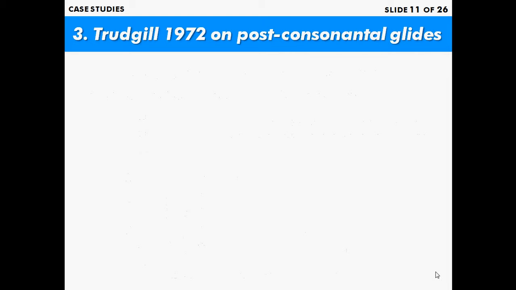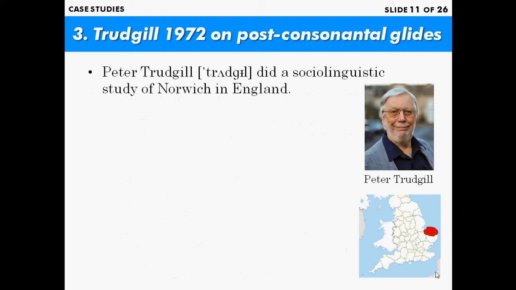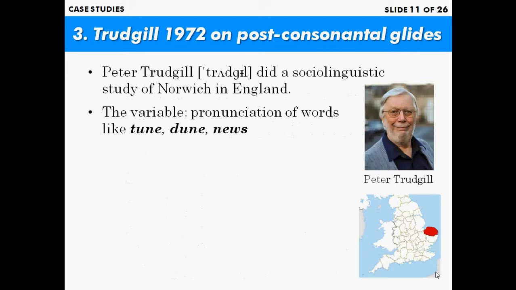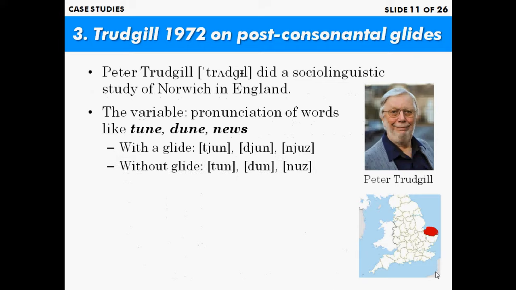Okay, third case study. This was a study done by Peter Trudgill, a well-known sociolinguist. He did the study in Norwich, which is a region in England. And the variable that Trudgill was looking at was, how do you pronounce words like tune, dune, and news? Okay? Do you pronounce them with a glide, or without a glide?